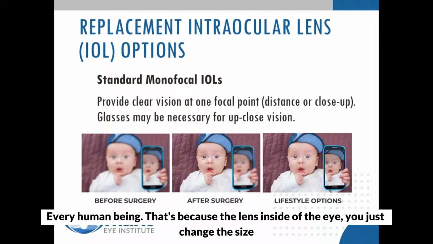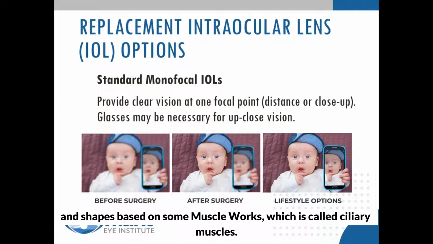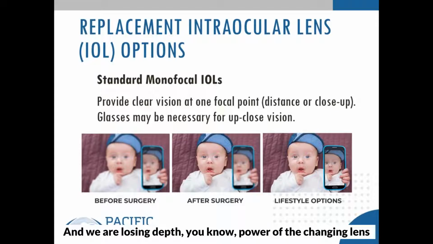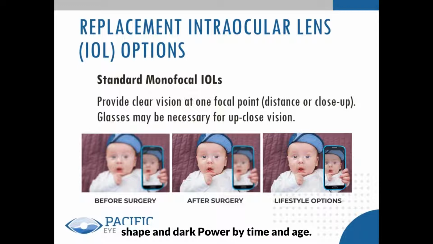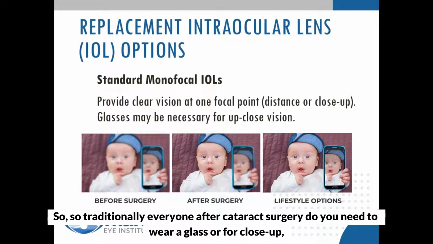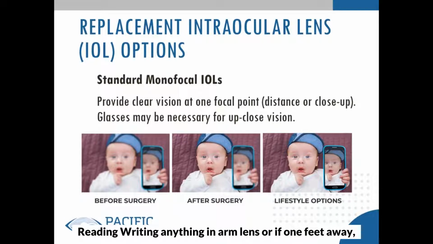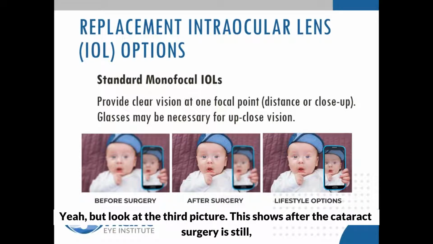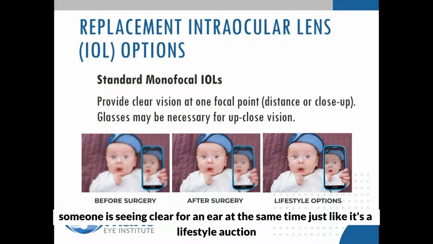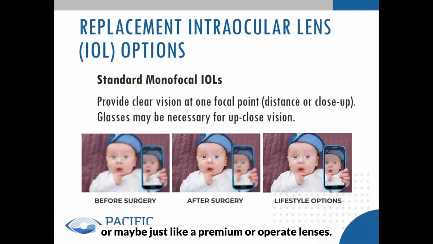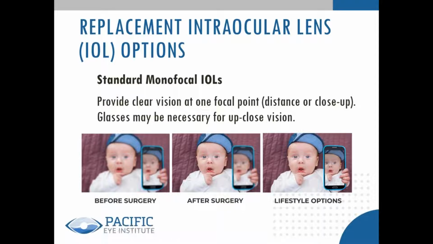That's because the lens inside of the eye changes size and shape based on muscle work, by the ciliary muscles, and we lose that power of changing lens shape and dioptric power with time and age, actually at a middle and young age. So traditionally, everyone after cataract surgery needs to wear glasses for close-up, reading or writing, anything at arm's length or 1 foot away. But look at the third picture. This shows that after cataract surgery, someone is still seeing clearly, far and near at the same time. It's a lifestyle option, or a premium upgrade lens.